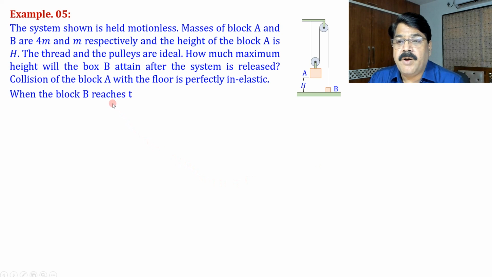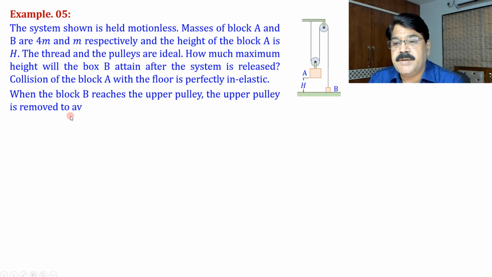When the block B reaches the upper pulley, the pulley is removed to avoid a collision. Of course, suppose the block B moves up to that height. So when the block B reaches here, the pulley is removed just to avoid any collision with the pulley. So what do we do here?